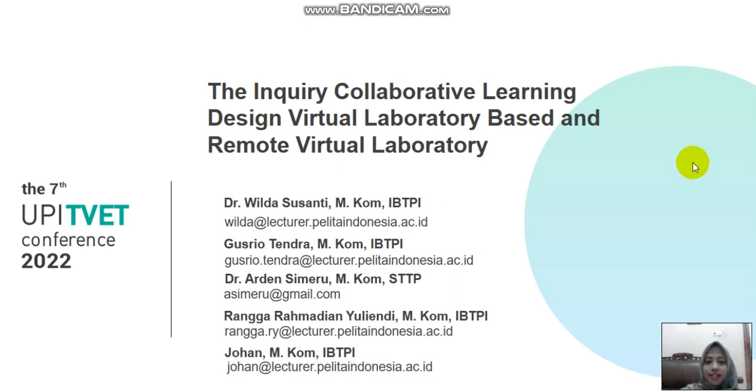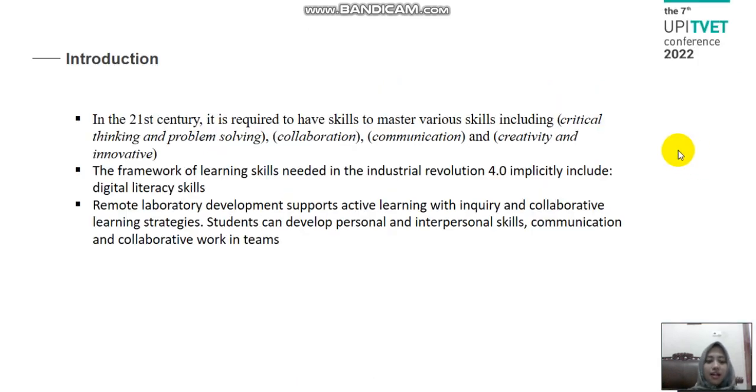Okay, now let's move to the introduction. In the 21st century, it is required to master various skills, including critical thinking and problem solving, collaboration, communication, and creativity and innovation. The framework of learning skills needed in the Industrial Revolution 4.0 implicitly includes digital literacy skills.